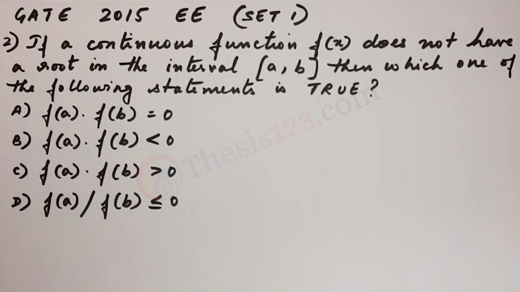Here's the next question, number 2. If a continuous function f of x does not have a root in the interval a, b, then which one of the following statements is true? We have our 4 options.